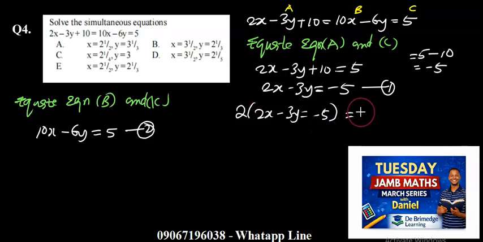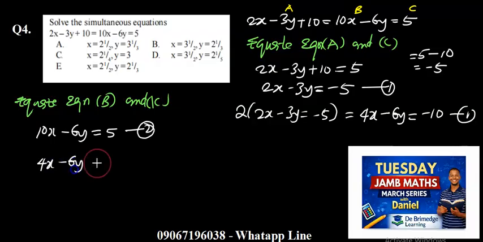So 2 times 2x is going to give us 4x. 2 times minus 3y is going to give us minus 6y. And 2 times minus 5 is going to give us minus 10. So this is our new equation 1. All right, so we're going to combine these two equations now. Equation 1 is 4x minus 6y is equal to minus 10. We call this equation 1. And then equation 2 is 10x minus 6y is equal to 5.